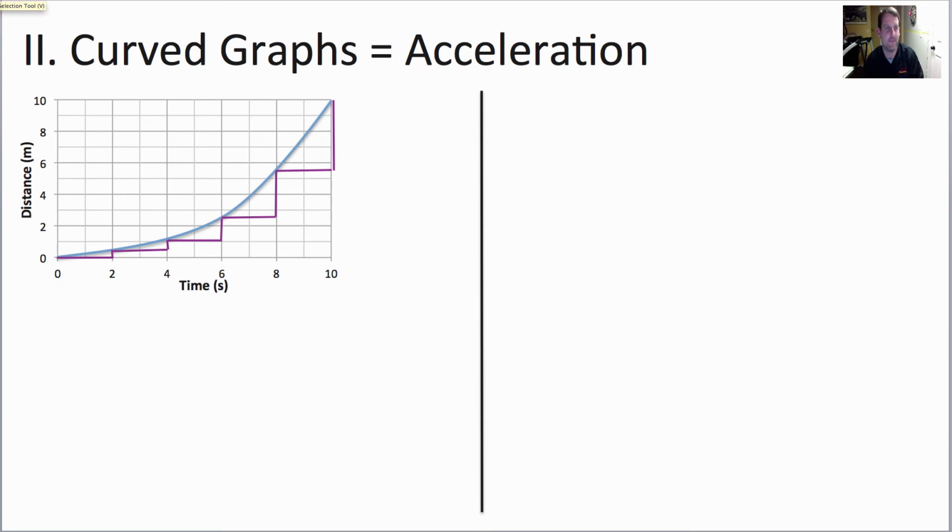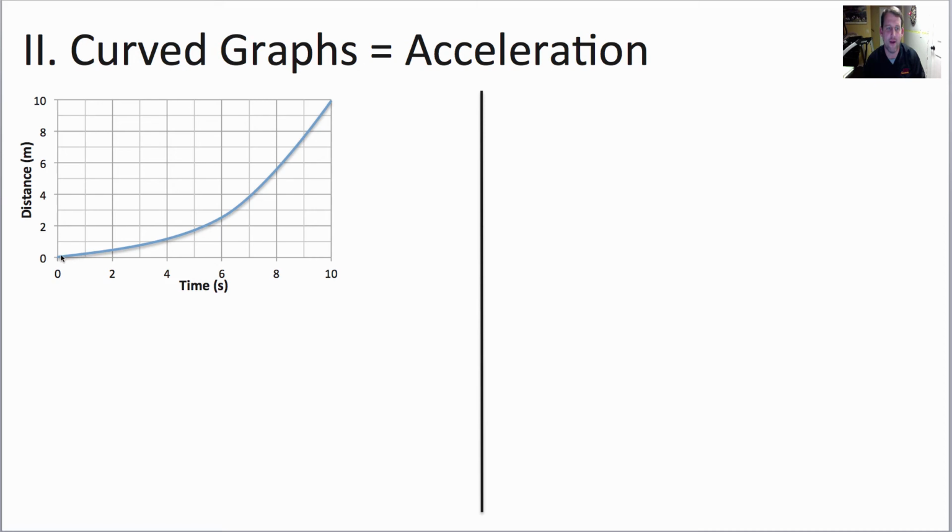So let's write that down. So now we know that curves equals changing velocity. And we have a word for changing velocity, and that is, of course, acceleration. Okay. So terrific. Let's clear that drawing out and see if we can't do some more work.